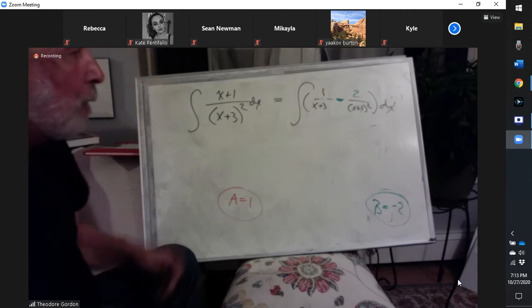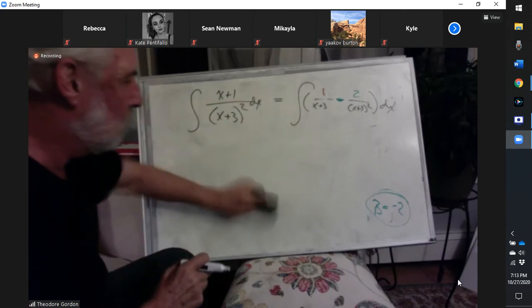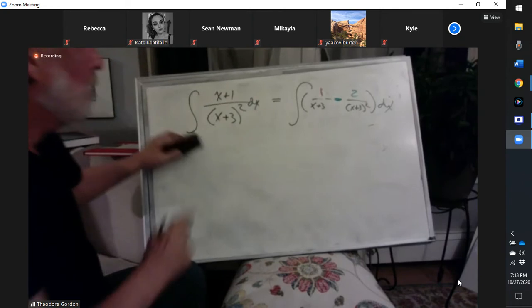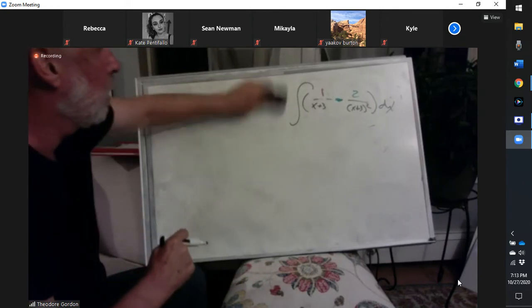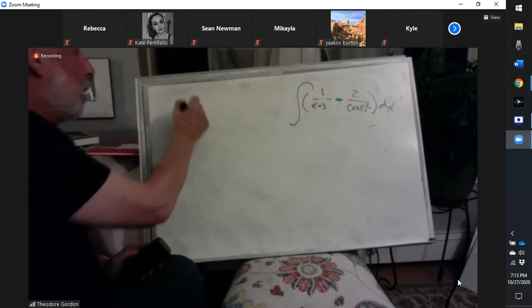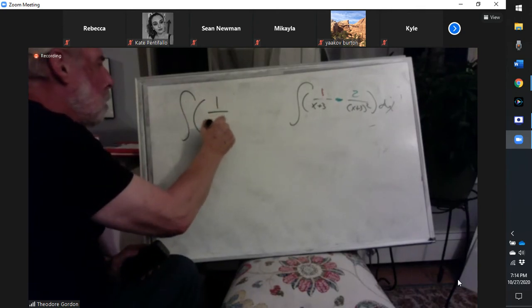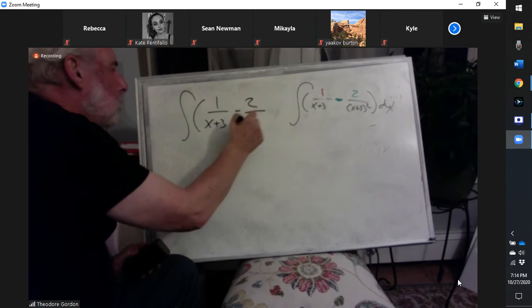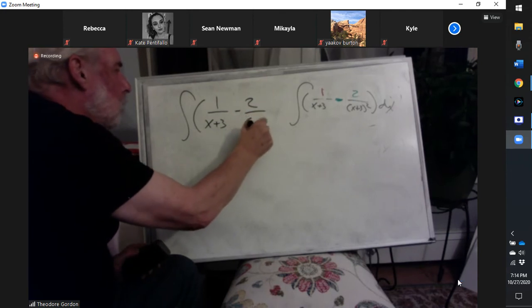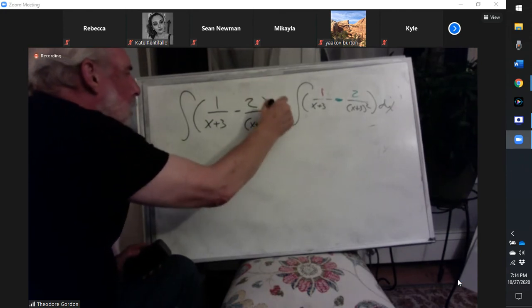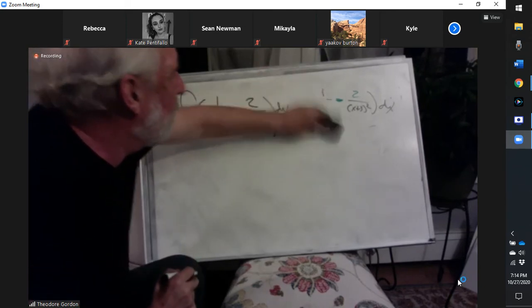All right, so now we have to do this integral. So here's our new integral right over here. Let me just rewrite it, make it look nicer. All right, so there's the integral we have to solve.